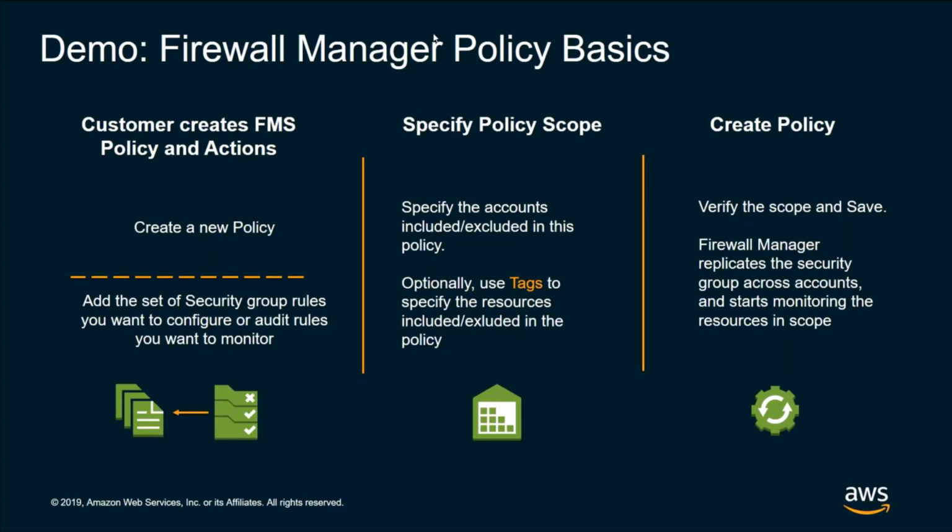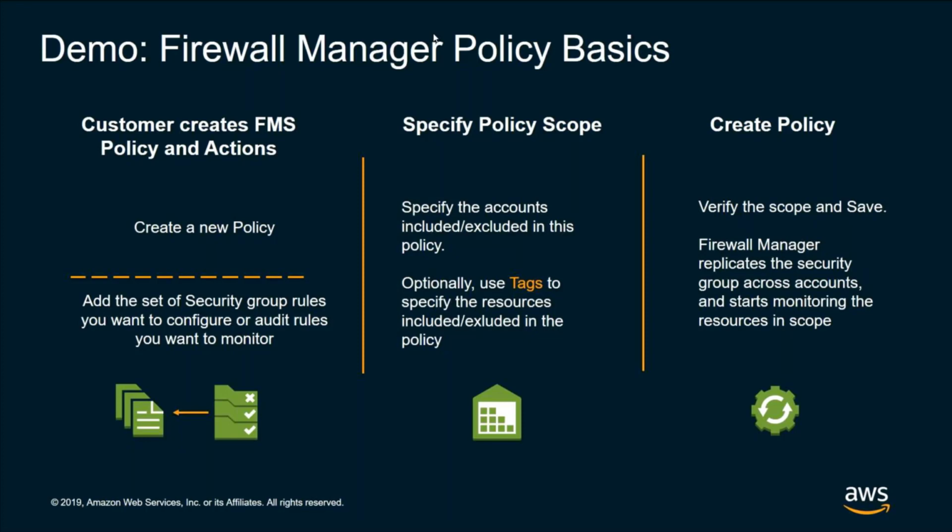The next step is for you to create a policy scope, which defines the blast radius or which defines the set of accounts that are included or excluded in the scope of this policy. And you also can optionally choose to specify tags, which defines the set of resources included or excluded in the policy. And these set of accounts and these set of resources that are included in the policy becomes the scope of the policy to which the security group rules or the baseline or the audit rules are applied to.